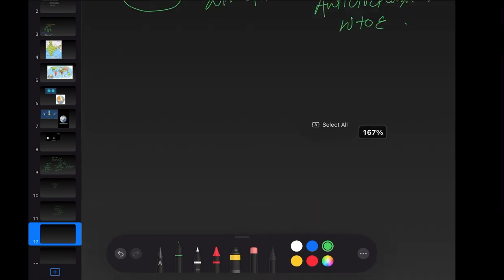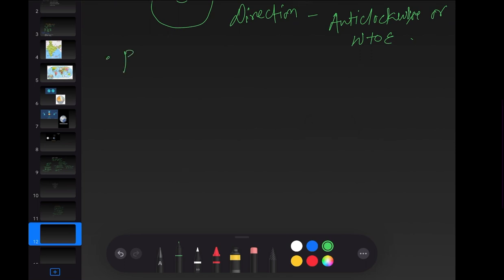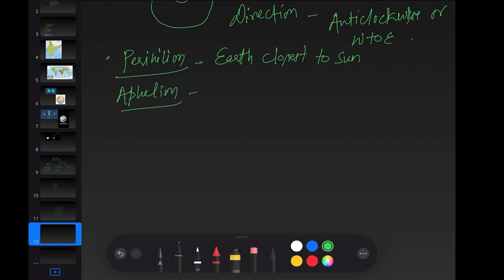So what are perihelion and aphelion? You have heard of these terms. Perihelion is the point at which the earth is closest to the sun, while aphelion is vice versa, that is, the earth is farthest from the sun.